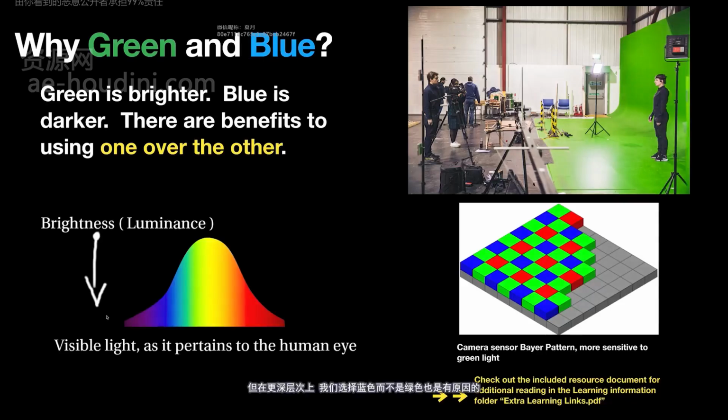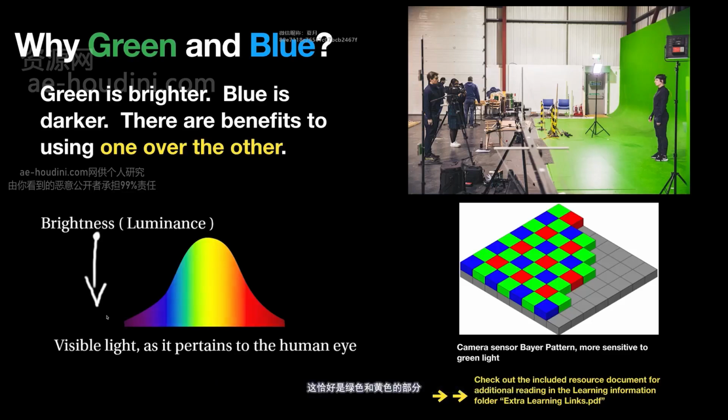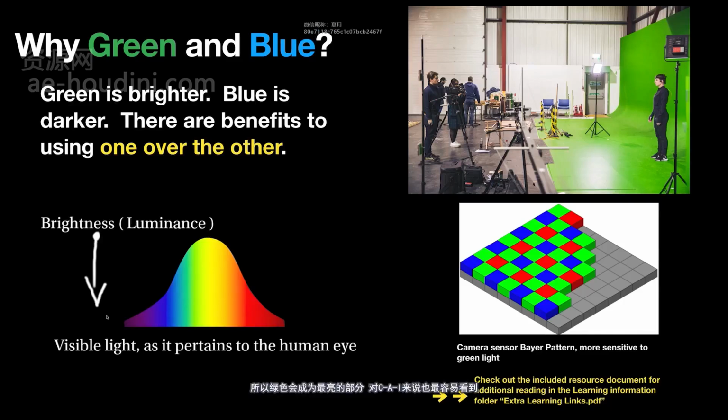But on a little bit of a deeper level, there are also reasons why we choose blue over green. If we talk about visible light as it pertains to the human eye, something I showed in Nuke 101, we see that as the visible spectrum goes across, sort of in the center here is where the human eye is more sensitive to light, and that happens to be where the greens and yellows are. So here on the visible spectrum is where the brightest point is. The green is going to become the brightest thing and easiest for an eye to see.